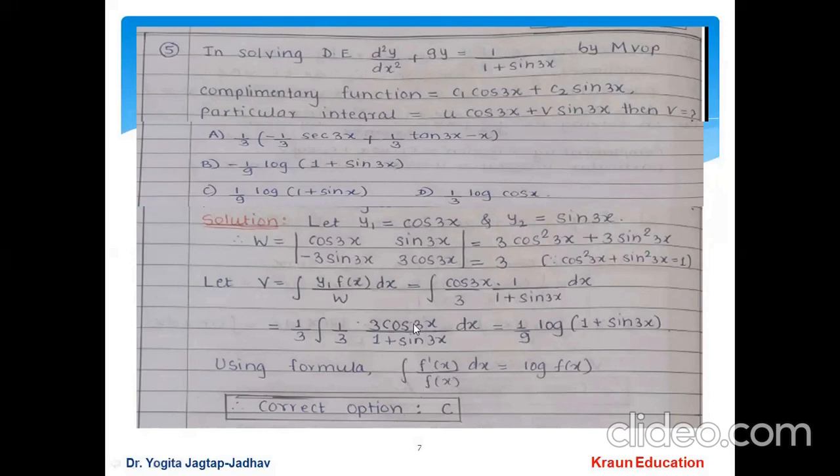To adjust this term, see here I just multiply numerator and denominator by 3, because the derivative of 1 plus sin 3x is what? It is 3 times cos 3x, and to adjust this into the numerator, we have to multiply and divide by 3. Therefore, by taking this 1 by 3 outside, here we have 1 by 9. The integration of 3 times cos 3x upon 1 plus sin 3x is what? Log of 1 plus sin 3x. Therefore, the correct option is C option.